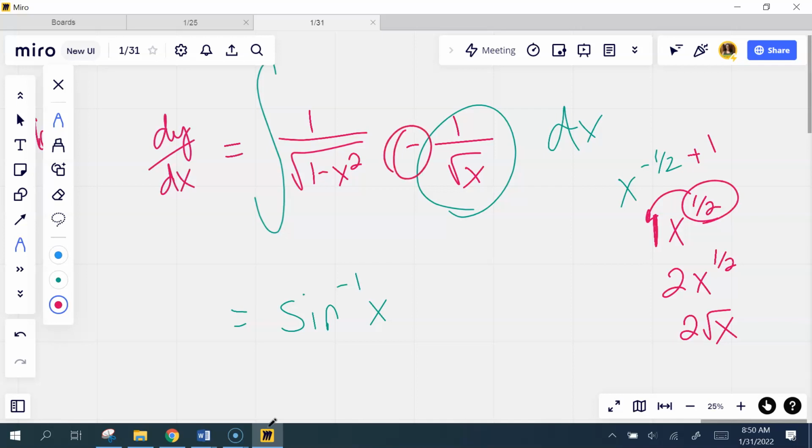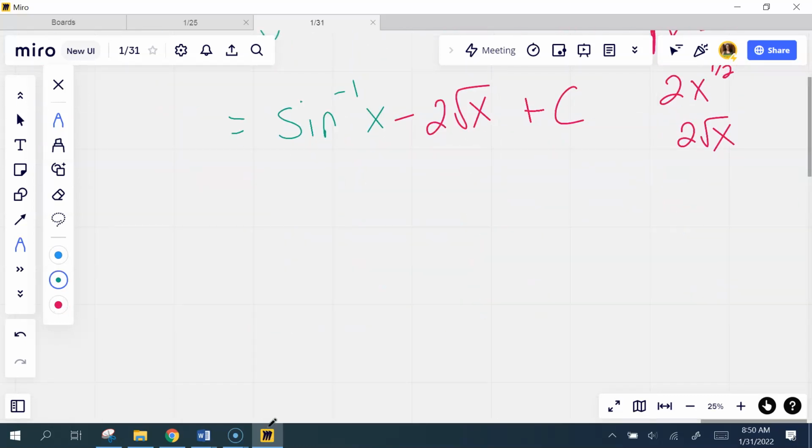And it's minus because of here. So I've got minus 2 root x, and of course the plus c on the end, can't forget. That's it. That's the general solution. Yes, it's a lot less work. And slope fields, I'm going to talk about slope fields in just a minute, but easy.